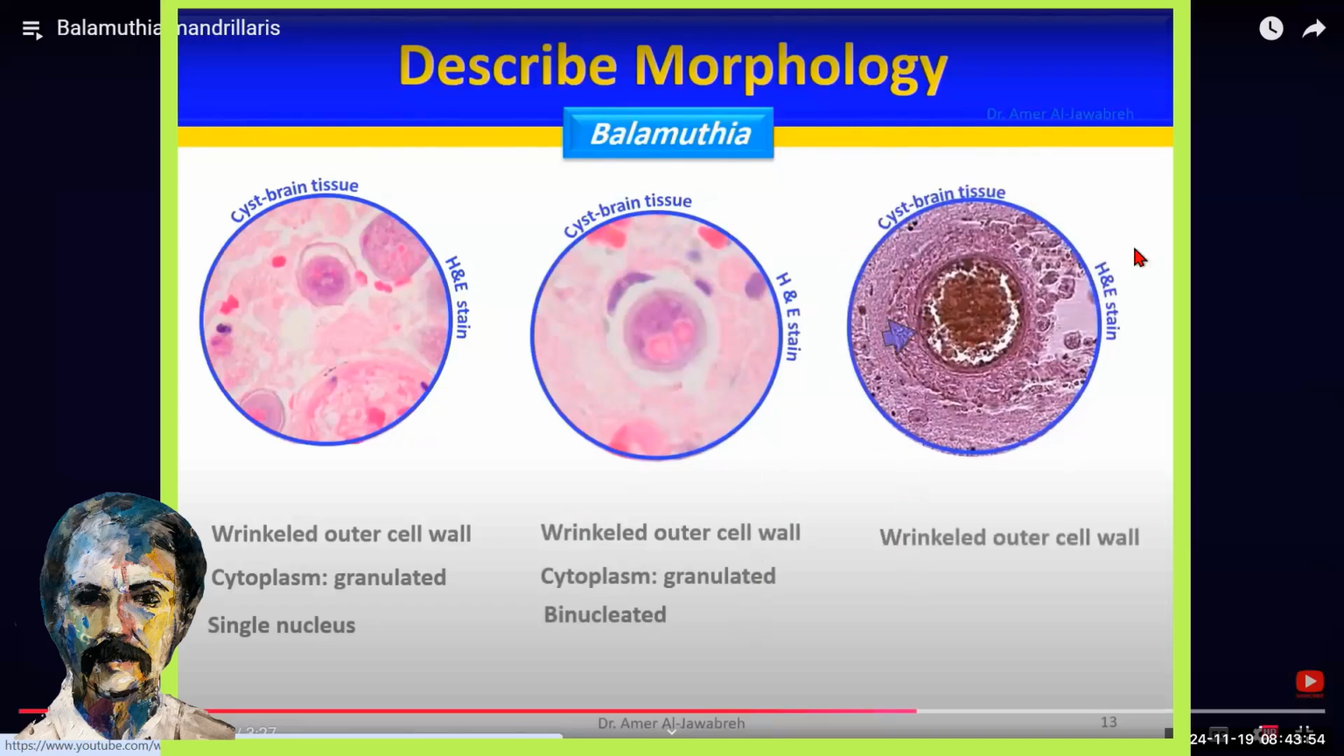Again, brain tissue, hematoxylin and eosin stain, and the wrinkles are seen here. Cytoplasmic granulations, but we cannot see the nucleus here. Difficult to tell. Not like here. We have 2.